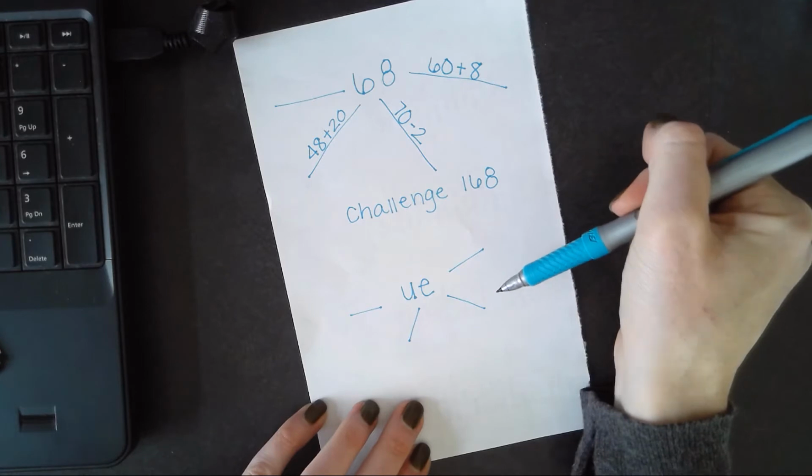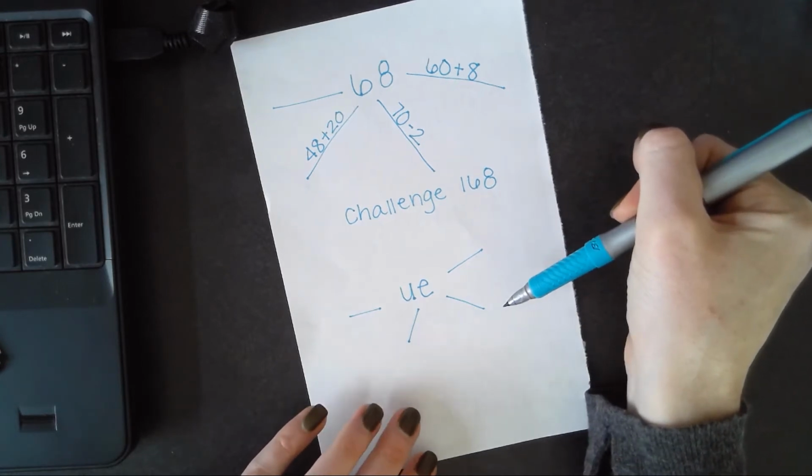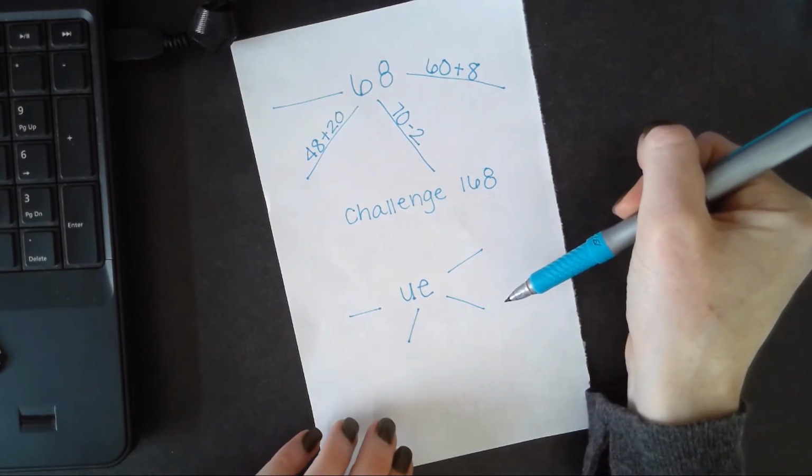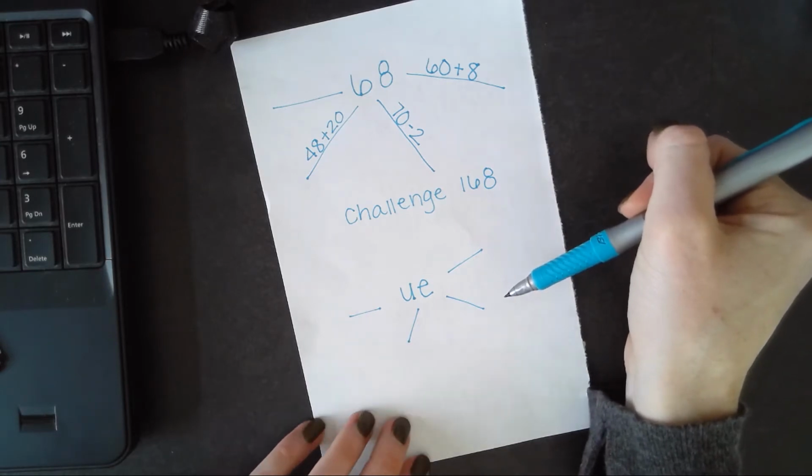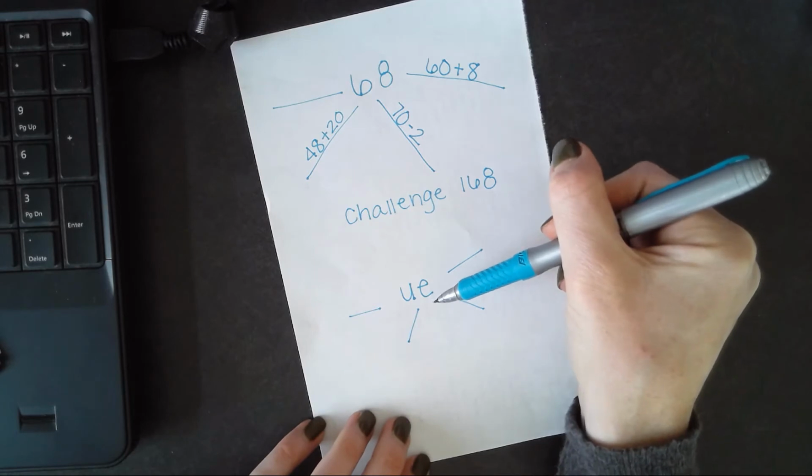All right, our web for our ELA activity today is using the letters UE. Okay, now parents, sometimes UI and EW also make the same sound as UE, but try to have them make as many UE words as possible.